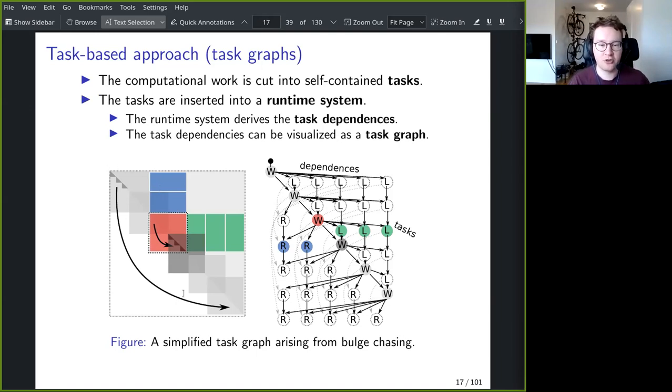And what you can also conclude here is that this is a task graph for only one set of bulges being chased down the diagonal. And I earlier told you that we want extra parallelism, so we actually have multiple windows being chased across the diagonal. And that's why we actually get several copies of this kind of task graph, and they are all mangled together into this hugely complex task graph.